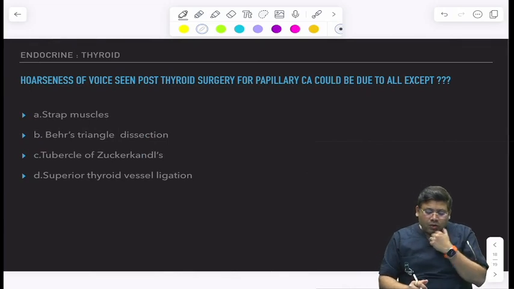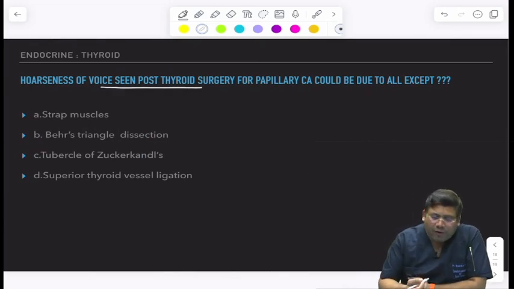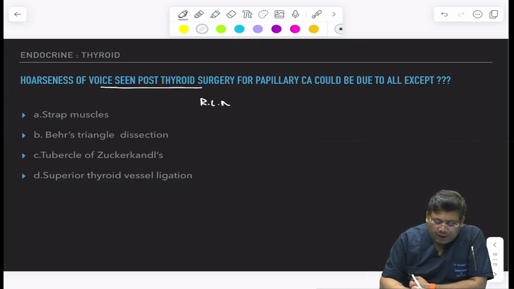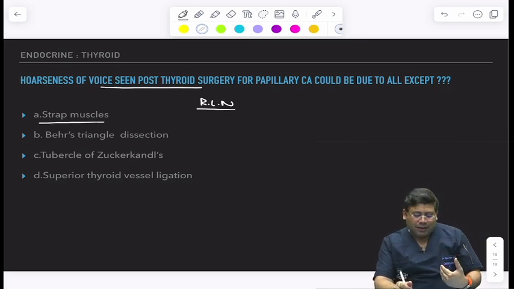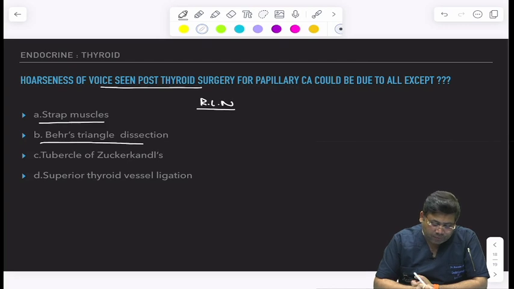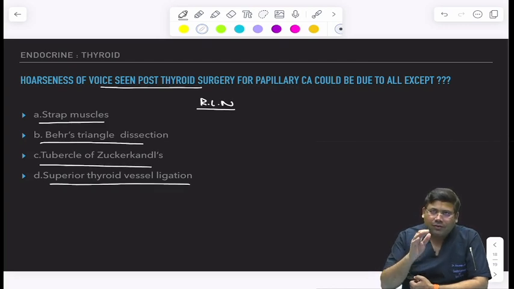Next is hoarseness of voice seen post thyroid surgery. Children, in thyroid surgery, hoarseness of voice is due to recurrent laryngeal nerve injury. This is what is important. So strap muscle dissection, Bier's triangle dissection, tubercle of Zuckerkandl and superior thyroid vessel ligation. Now this is what is very important.